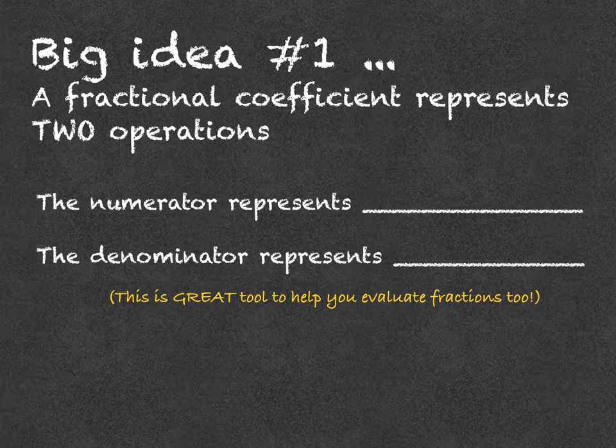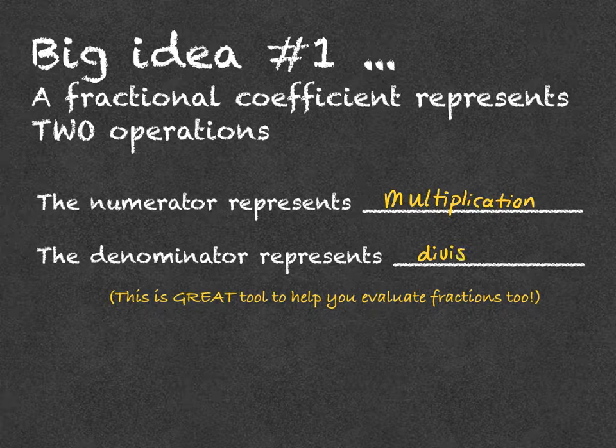So before we actually jump into solving equations with them, the first thing we need to understand fundamentally is that a fractional coefficient actually represents two operations. The numerator represents multiplication, and the denominator represents division. The way that I remember that: denominator, division. So for example, what does that mean?